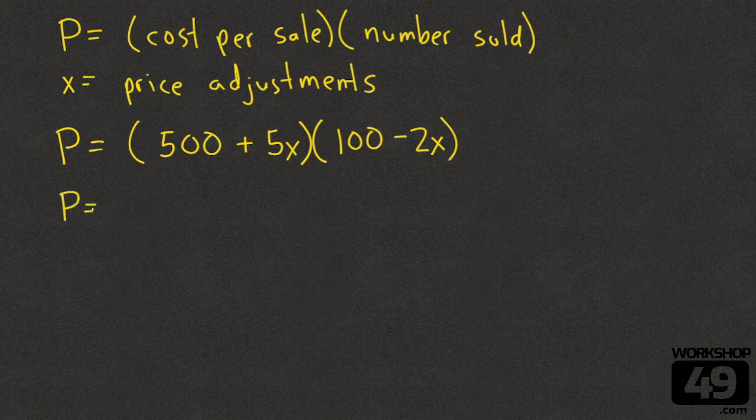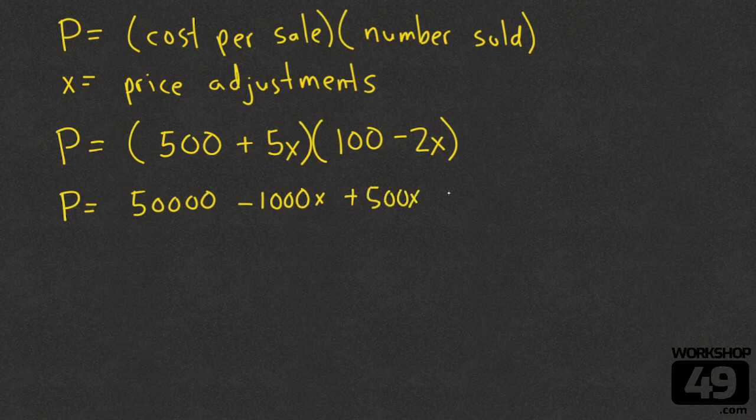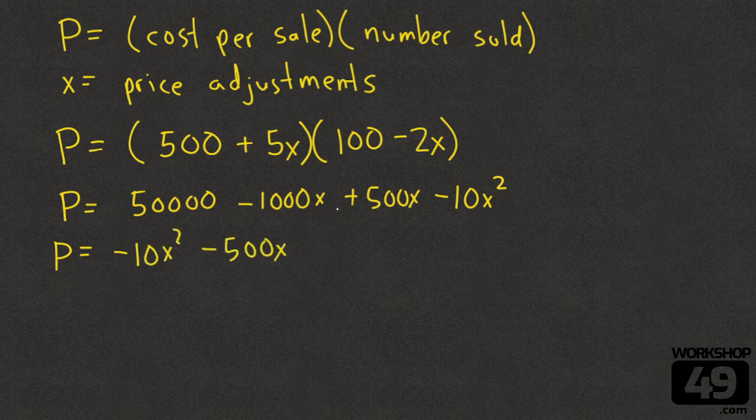So my profit is going to equal 50,000 minus 1,000x plus 500x minus 10x squared. And I'm going to clean this up a little bit. My profit is going to equal negative 10x squared minus 500x. I'm just combining these 2 terms in the middle, and I like to put my x squared in front. It gets it into nice looking standard form, plus 50,000. We are looking for that maximum value.